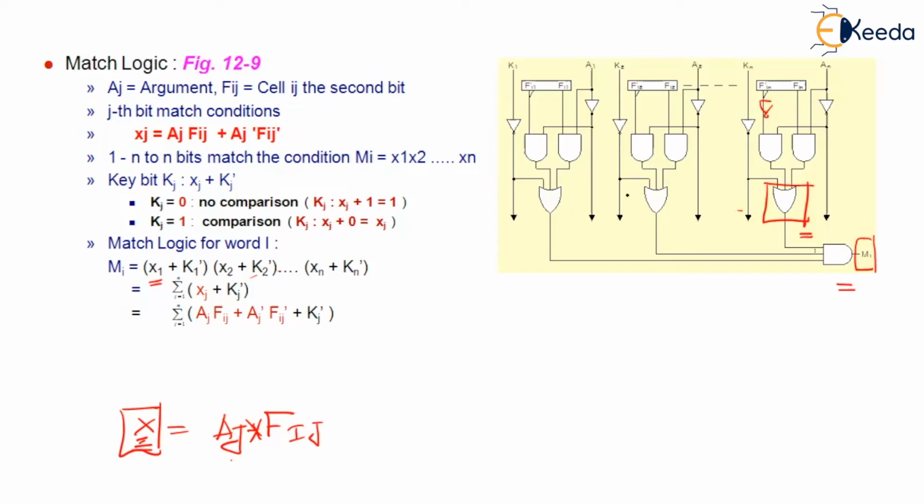If we OR all these things, we're going to get the input to the match logic, because the match logic is x1 plus k1 complement, this is the first one, the second one is x2 plus k2 complement, and the third one is x3 plus k3 complement, where x is equal to Aj into Fij. This is the match logic and the actual design logic behind the scenes.